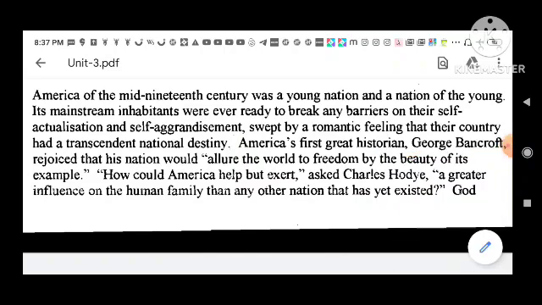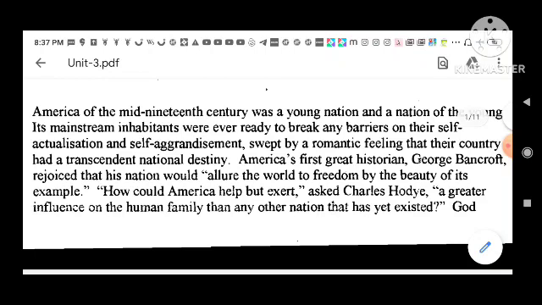Okay, he rejoiced that his nation would allure the world to freedom by the beauty of its example. Okay, who rejoiced for the nation? America. Okay, allure the world to freedom by the beauty of its example.